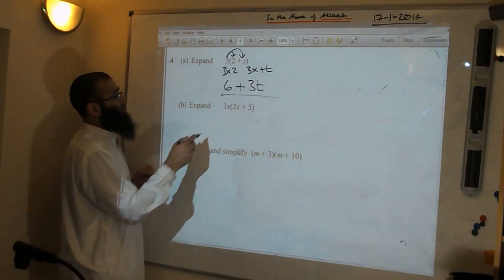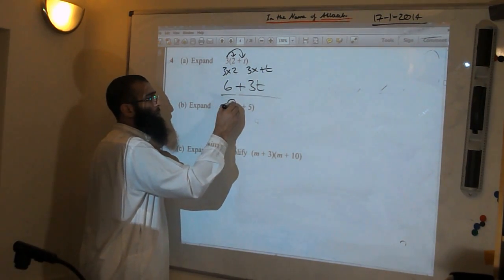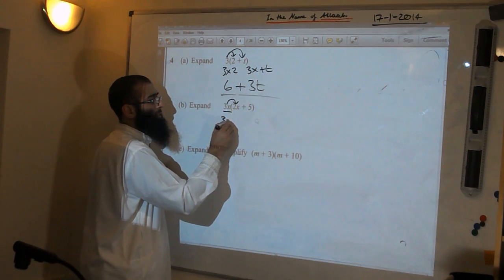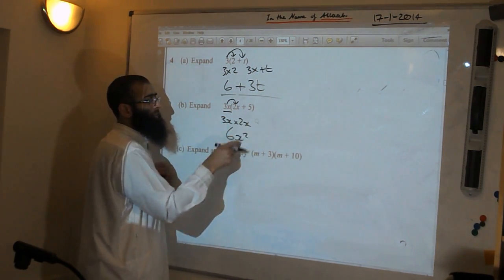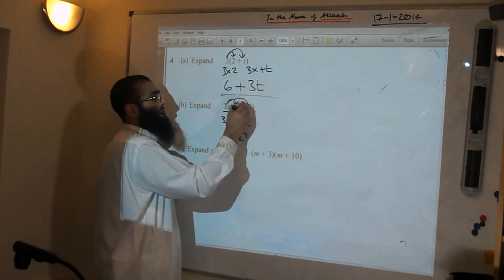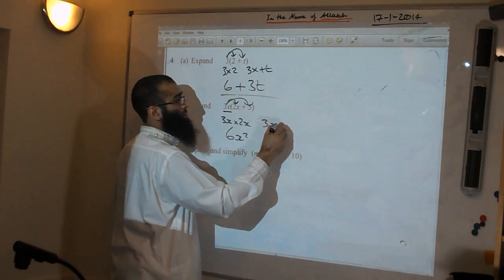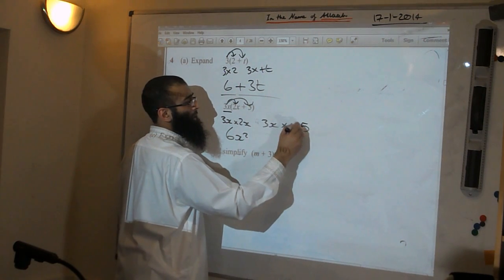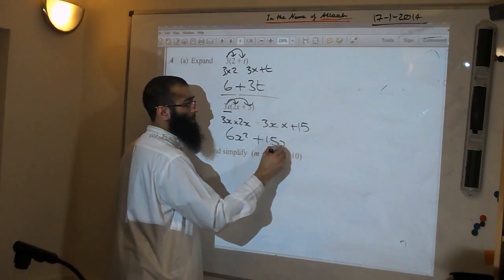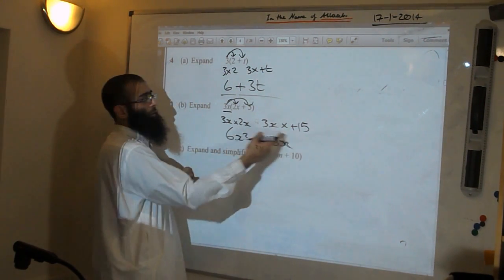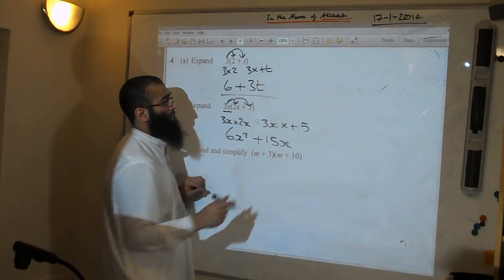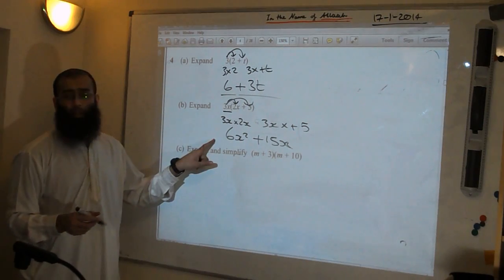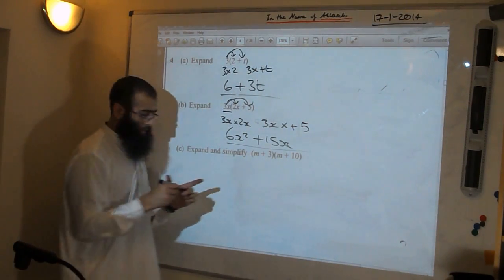Okay, next question, Samia. 3x is being multiplied by 2x, that will give us 6x squared. Lovely, because x times x is x squared. Rotaba, 3x times plus 5 is equal to? Plus 15x. Okay, lovely. Remember the plus comes not from here, but from the answer. So 3x times plus 5. Okay, are you happy with that?